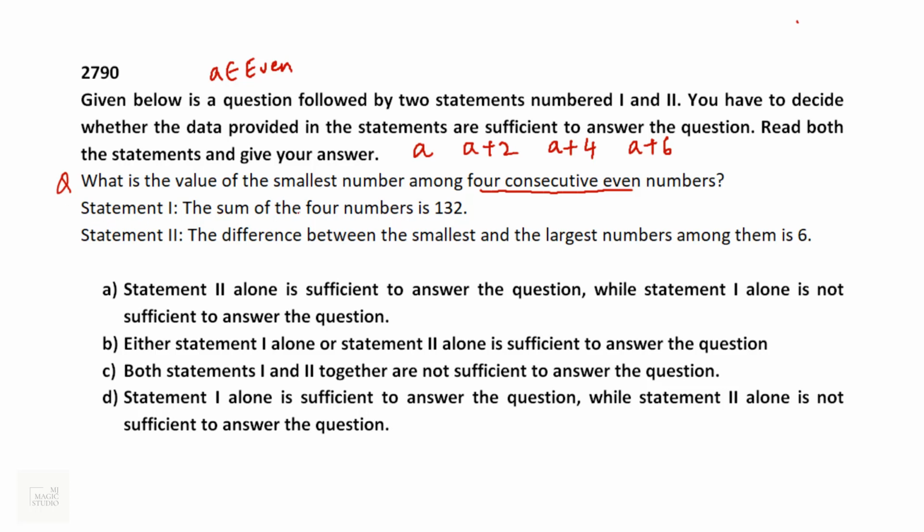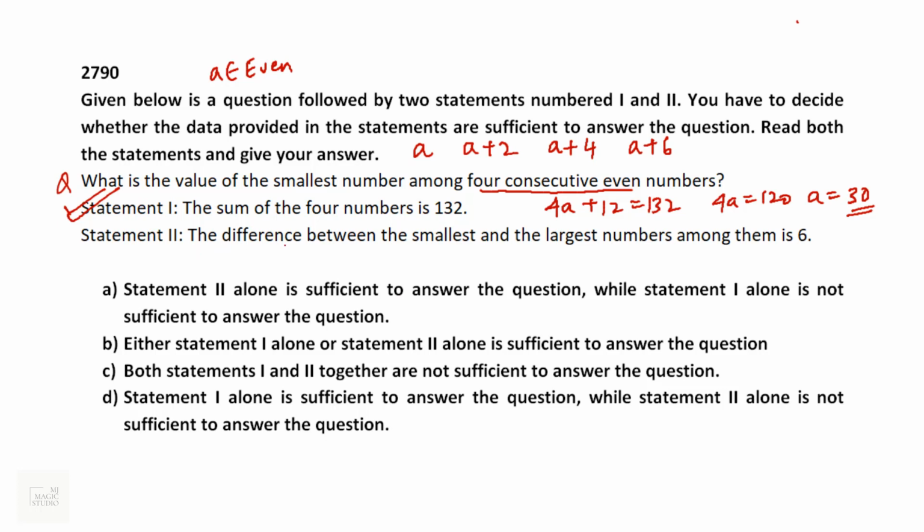Statement 1 says the sum of 4 numbers is 132. Let's see. If we add up these 4, we'll get 4a plus 12 equals 132. That means 4a is 120, and we can find the value of a, that is 30. That means the smallest number is 30. We can find the answer using statement 1 alone.